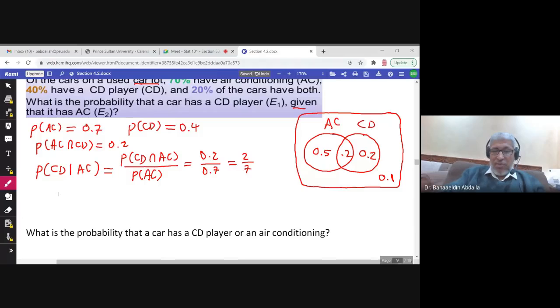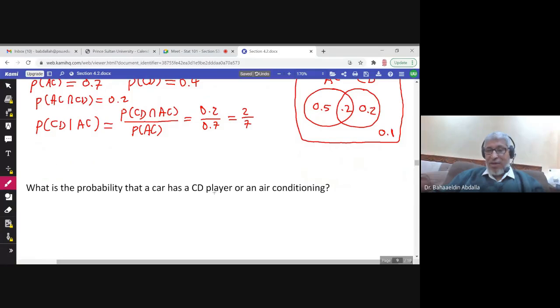What is the probability that a car has a CD player or an air conditioning? "Or" means he is asking for CD union AC. Using the first definition in the previous objective, probability of CD plus probability of AC minus probability of the intersection. This is the rule.